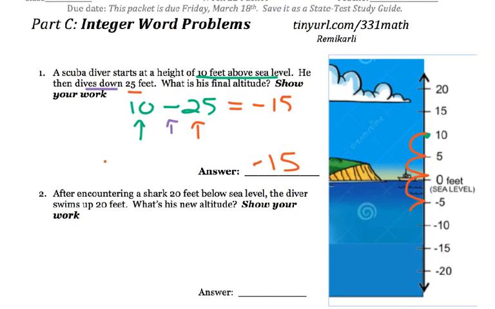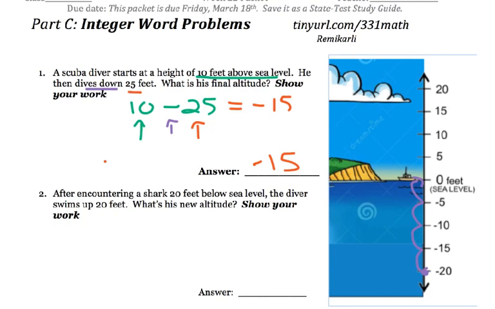Alright, so same context. After encountering a shark 20 feet below sea level, so that's right here, the diver swims up 20 feet. So I'm sure a lot of you saw that, and it was pretty obvious that he'd end up at sea level. But just to check it, if we're at negative 20, we can go up 5, 10, 15, 20.